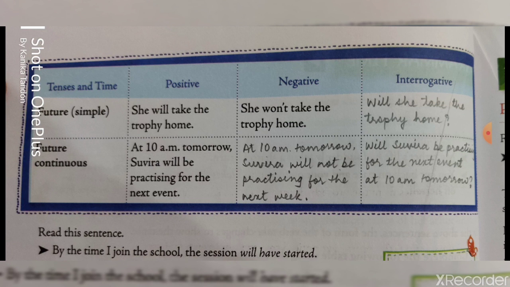Future continuous will be, at 10 a.m. tomorrow, Suvira will be practicing for the next event. Negative will be, at 10 a.m. tomorrow, Suvira will not be practicing for the next event. And interrogative will be, will Suvira be practicing for the next event at 10 a.m. tomorrow, and question mark. With this, let's come to the next exercise, which is on the same page.